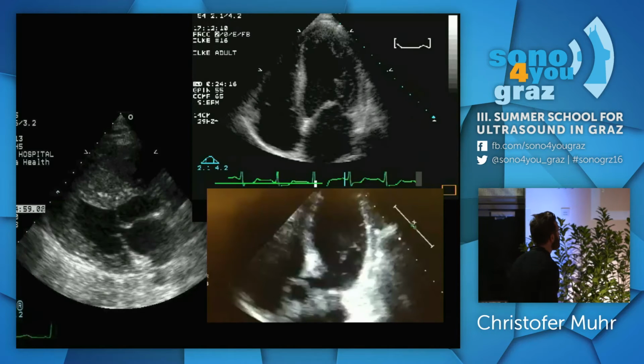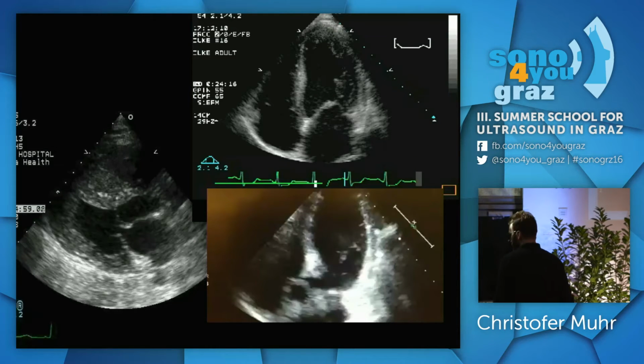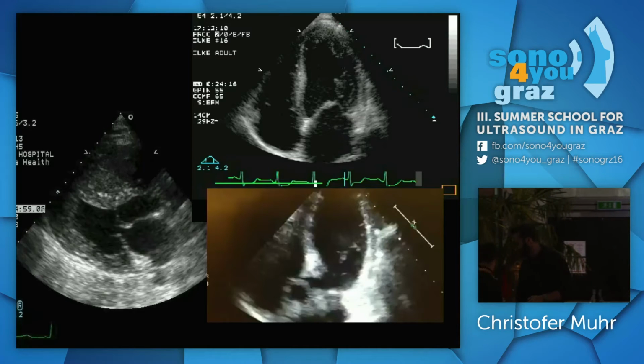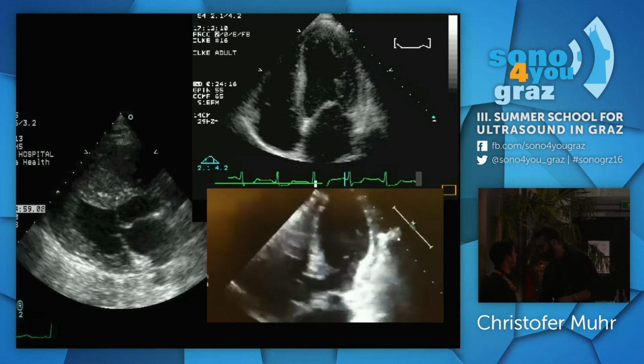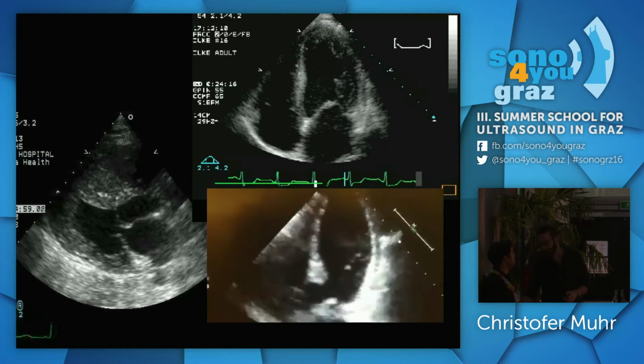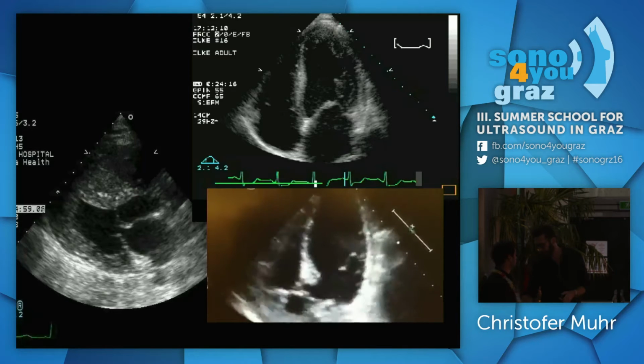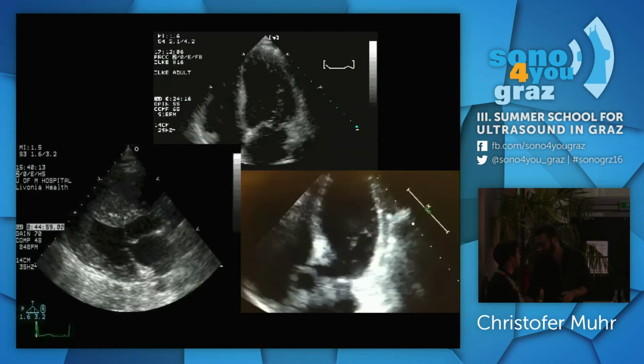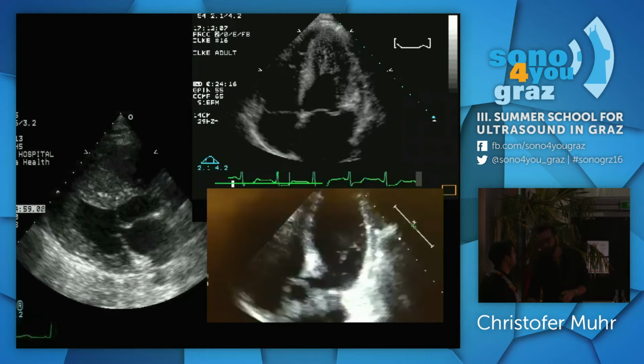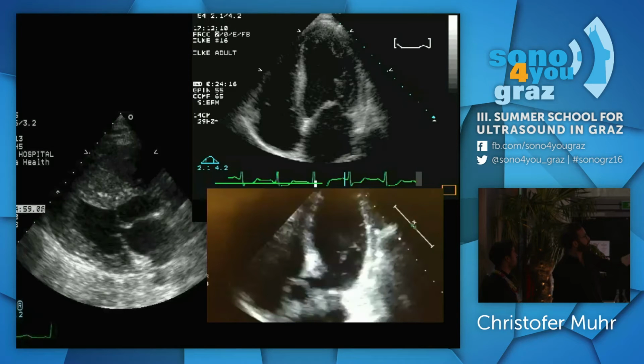If it's playing. Okay, someone asked me, where's my computer? Someone asked me about how does it look if you have a papillary muscle rupture? And that's what we have up here. Do you see that flickering thing up there? That's a papillary muscle rupture.